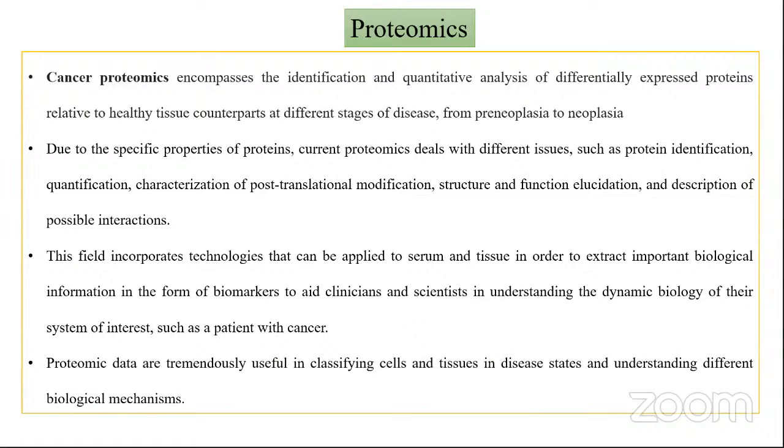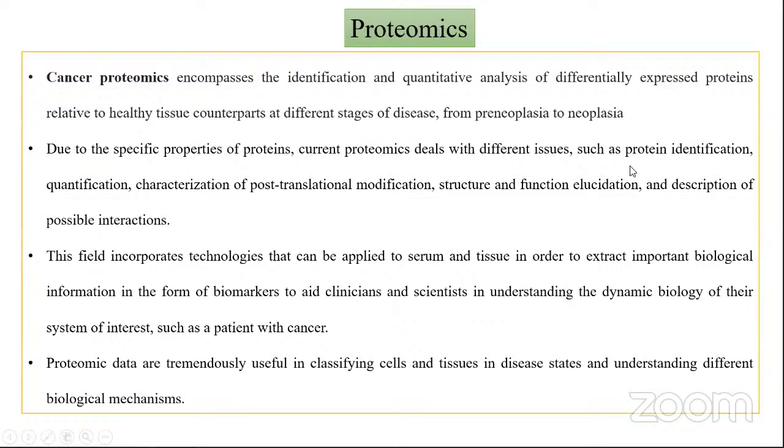Whereas if you are studying proteomics, you can get to know by identifying those particular proteins, that is, the identification and quantification of the protein, by analyzing the differentially expressed proteins relative to healthy tissue, across the different stages of disease. Here we are dealing with cancer, and cancer has different stages. Based on that, you can study those particular diseases. You will get to know what the properties of the protein are.